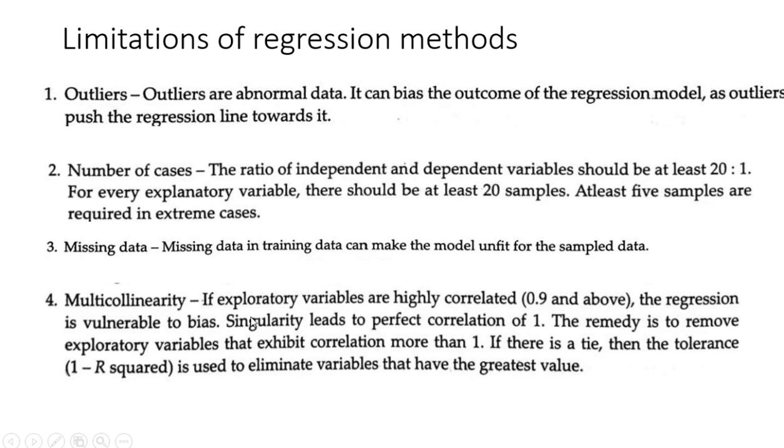The fourth one is multi-collinearity. Multi-collinearity means if my explanatory variables are highly correlated, that means if the values of x are highly correlated, let's say the correlation between them is 0.9 and above, then the regression model will be vulnerable to bias. There will be a lot of bias. So what do you do in this case? You remove the explanatory variables that exhibit very high correlations. Remove some of those. Look into your inputs, look into your x values. If there is a very high correlation between some of your variables, you remove it. That would be your solution.